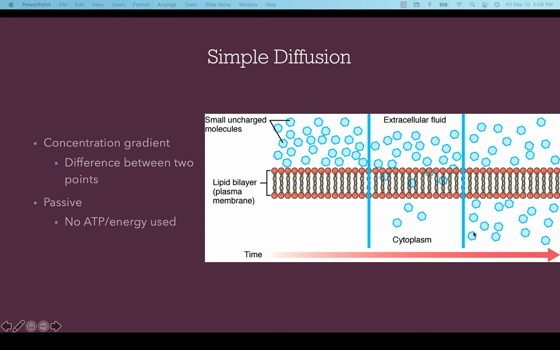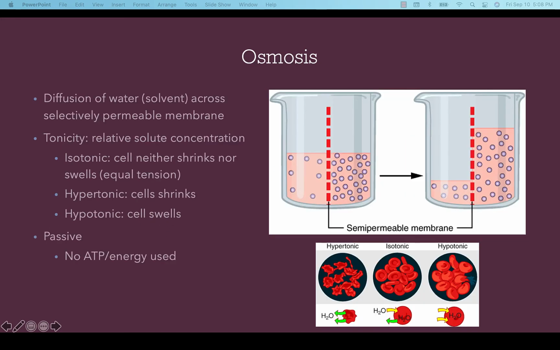So in the case of this cell membrane, we have those small nonpolar lipid-soluble molecules like oxygen or carbon dioxide that can move through the membrane freely. They do not need a protein. Oxygen will typically move into the cell because oxygen is used in metabolism. Carbon dioxide will usually move out of the cell because it is a byproduct of metabolism. Inside the cells, we've got to get rid of it. And again, simple diffusion does not require energy. It is passive.